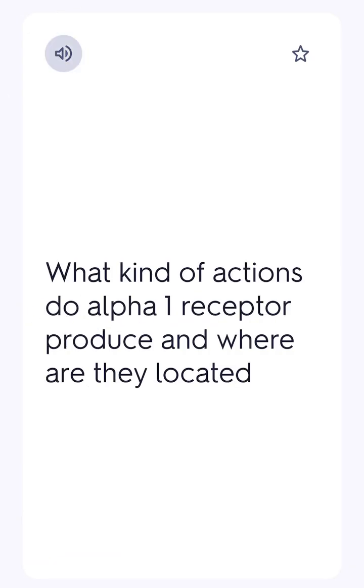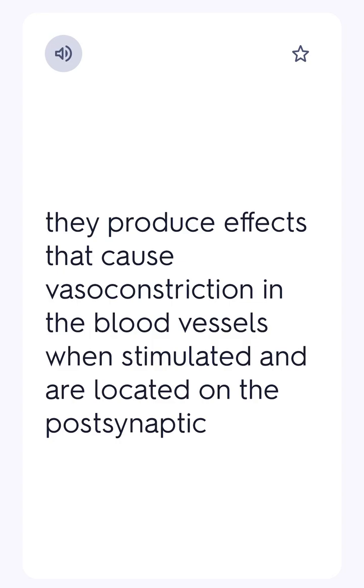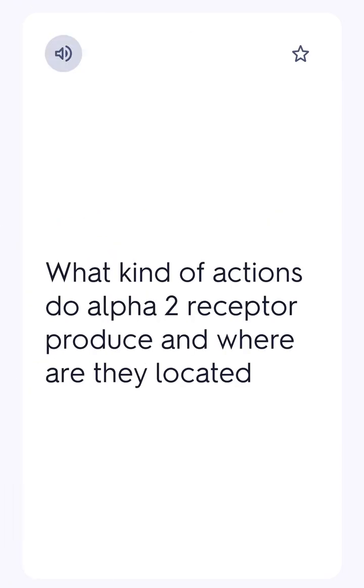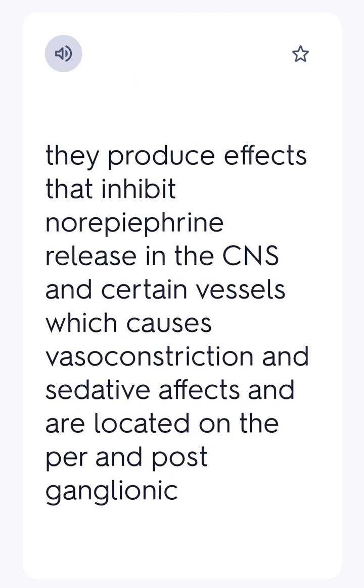What kind of actions do alpha-1 receptors produce and where are they located? They produce effects that cause vasoconstriction in the blood vessels when stimulated and are located on the postsynaptic. What kind of actions do alpha-2 receptors produce and where are they located? They produce effects that inhibit norepinephrine release in the CNS and certain vessels which causes vasoconstriction and sedative effects and are located on the pre- and postganglionic.